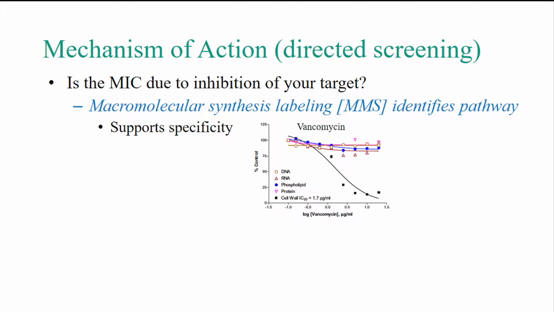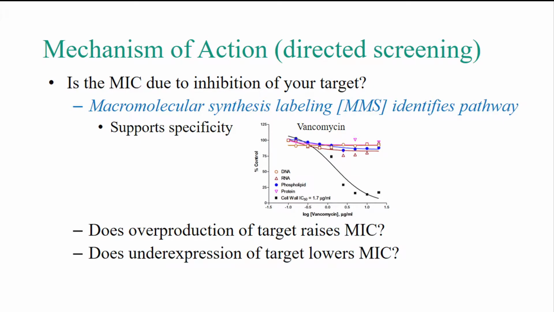And this is a concentration, so it's a dose response and percent of inhibition. But you might also ask, does overproduction of the target that you presumed was your target raise the MIC? Does underexpression of the target lower the MIC? Now, those are interesting. Neither of them are proof, but they are supportive of the idea that you're looking at the right target. But the most important, or the most real answer, is that you get resistant mutations that map in the target gene, and you can show that changes in the target both change the activity or the function of that enzyme and also change its sensitivity to the inhibitor.